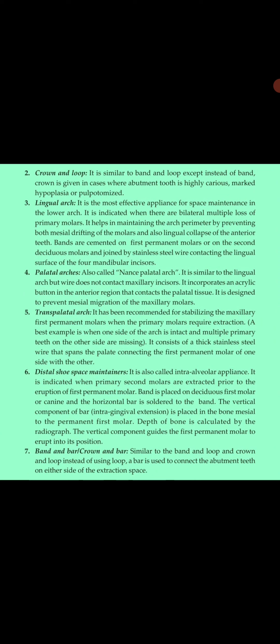It helps in maintaining the arch perimeter by preventing both mesial drifting of the molar and also lingual collapse of the anterior teeth. Bands are cemented on the first permanent molar or on the second deciduous molar and joined by stainless steel wire contacting the lingual surfaces of the four mandibular incisors.